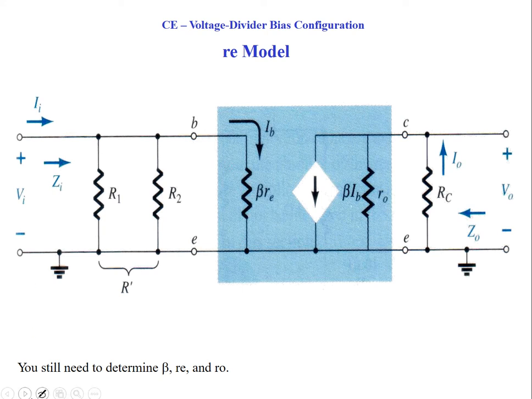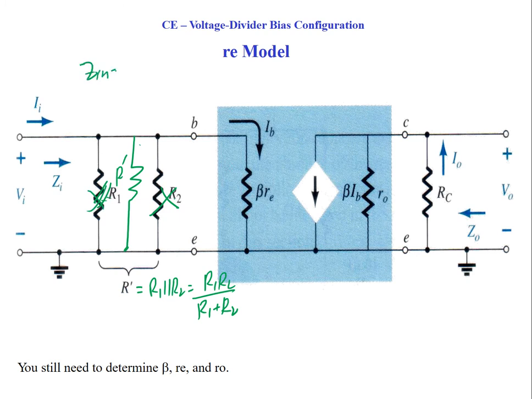So basically, as I said earlier, this is just one resistance. We can replace them with R dash, which is the parallel of R1 and R2, or R1 times R2 divided by R1 plus R2. So here we just have one resistance, R dash. Now if you want to calculate the input impedance, what will that be? R dash parallel with beta RE.